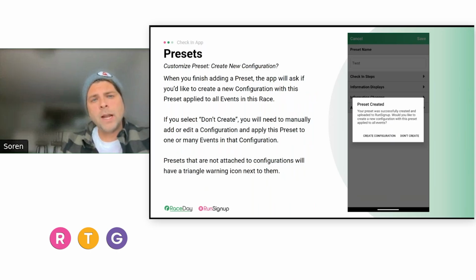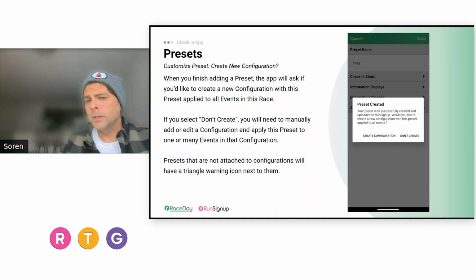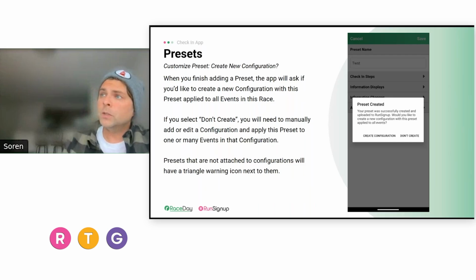When you finish adding a preset, the app will ask if you'd like to create a new configuration with this preset applied to all events. If you select Don't Create, you will need to manually add or edit a configuration to apply the preset you just made to it. Presets that are not attached to configurations will have a little warning triangle next to them. So you can keep an eye out for those. By and large, at least the first time that you're creating a preset, you will want to create a configuration. You can always go back and edit these as well.